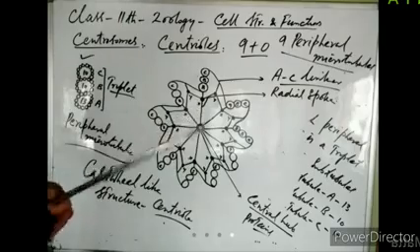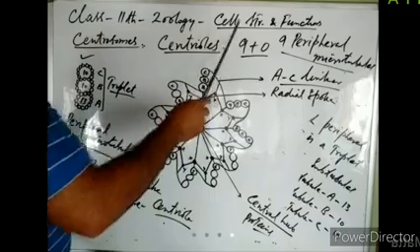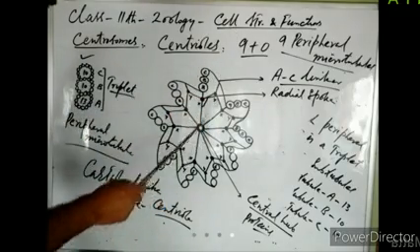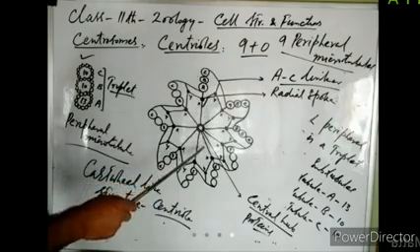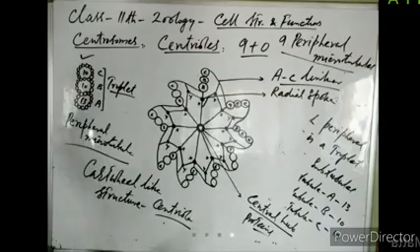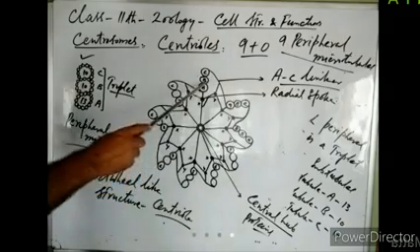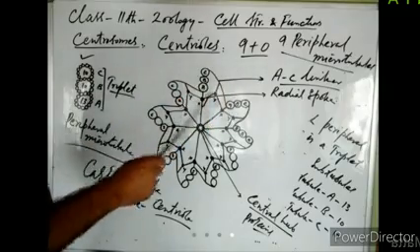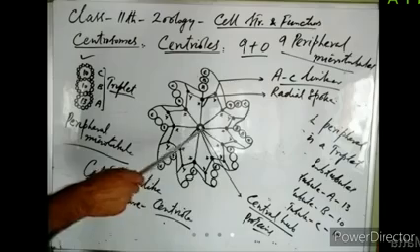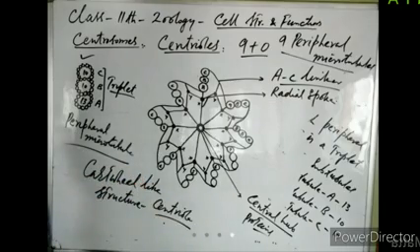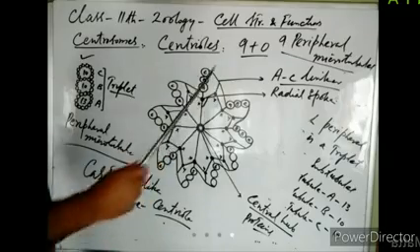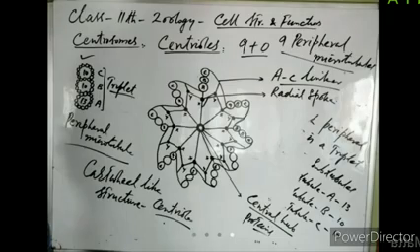So 9 radial spokes, not 10, only 9. There are 9 peripheral microtubules, so there are 9 radial spokes: 1, 2, 3, 4, 5, 6, 7, 8, and 9, right? These 9 radial spokes connect the 9 peripheral microtubules with the central hub.